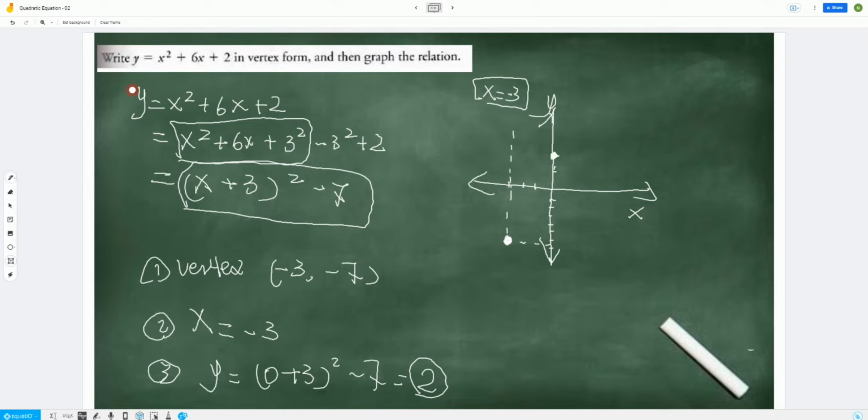So y-intercept means x equals 0, right? The point is (0, 2). Right now we have that point, so we can find the corresponding point and locate it on the parabola. This is the axis of symmetry, x equals -3, and this is x equals 0.